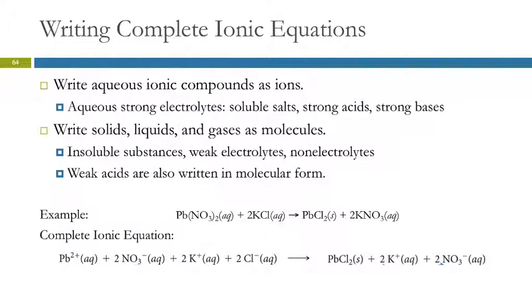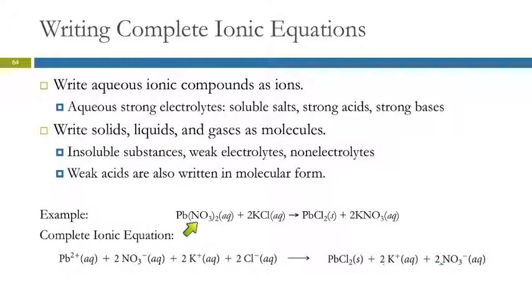Then if there are solids, liquids, or gases, you don't do anything to their formulas. You just copy them down, because they're not separated into ions. They are actually as their molecular formula indicates. These include insoluble substances, weak electrolytes, and non-electrolytes. We know that a weak electrolyte does ionize a little bit, but what is it mostly present as? It's mostly present as the intact molecule, and so that includes the weak acids.